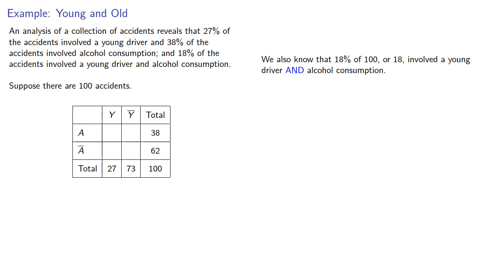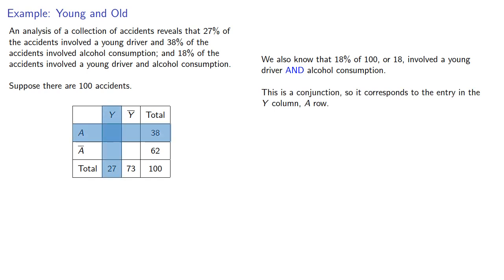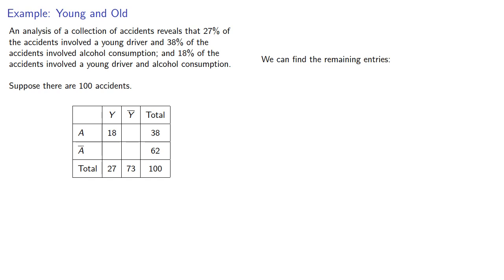We also know that 18% involved a young driver and alcohol consumption. This is a conjunction, so it corresponds to the entry in the Y column, A row. We can then find the remaining entries. The A row has a total of 38, and we've accounted for 18, so the remaining cell must be 20. The A complement row has 62, so we should put half in the first cell and half in the second.